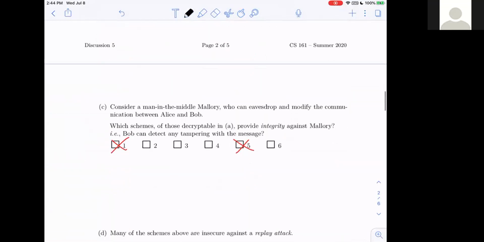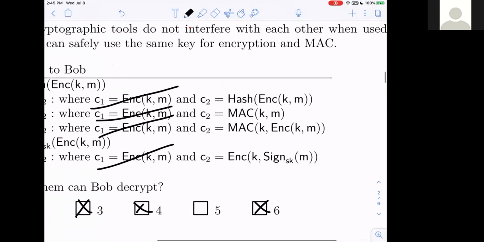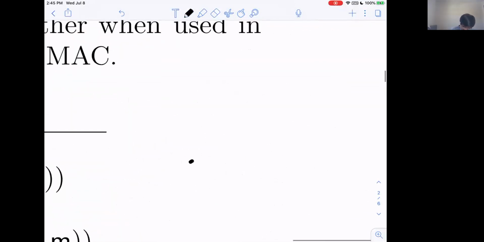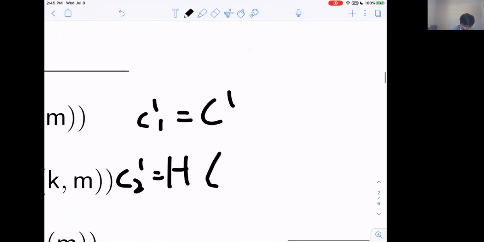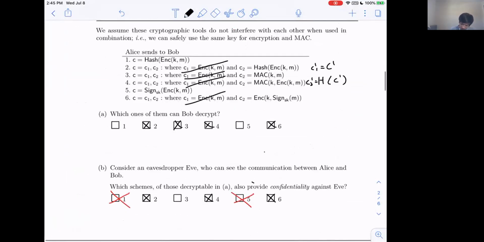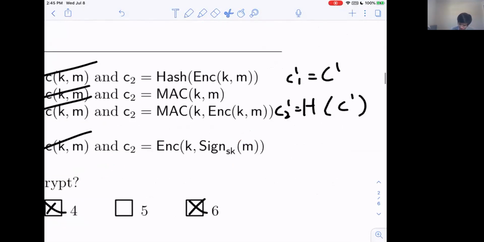No, because from C1, Mallory can calculate C2. Right. Mallory could just calculate some C prime, and because hashing algorithms are public, she can send C1 prime equal to that, and then calculate C2 prime as the hash of C prime. Now Bob doesn't have any way of knowing that this was forged. So 2 does not provide integrity. How about 3?